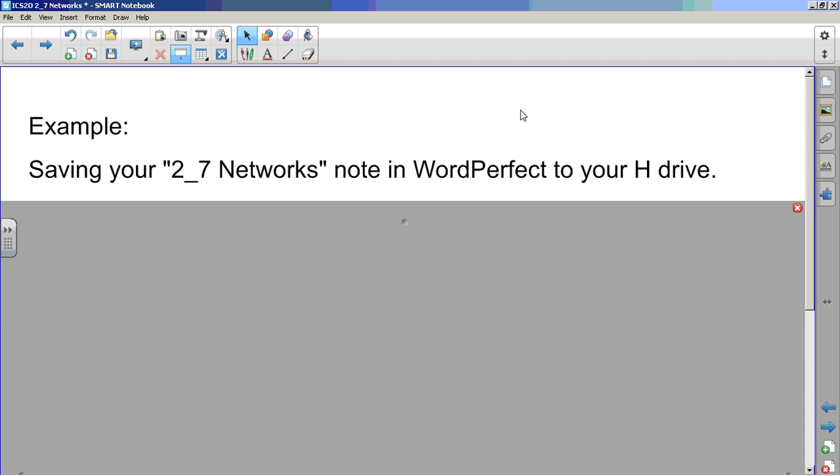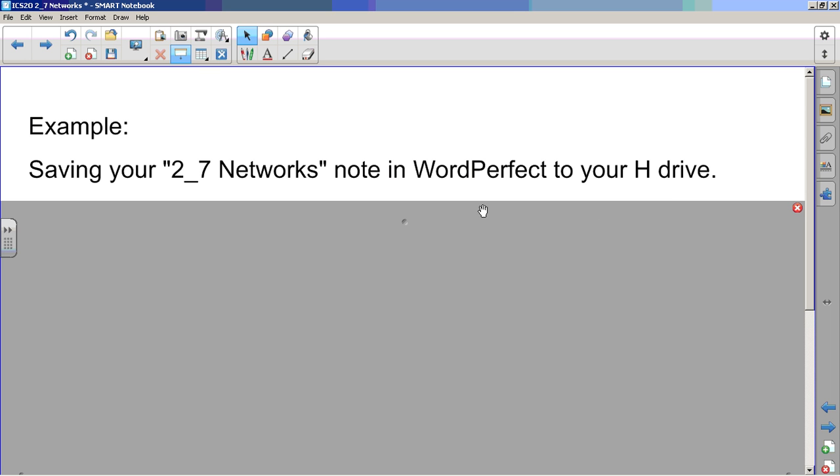So here's an example. When you press save, and I'm pretending you're using WordPerfect, but it doesn't matter. It means the same sort of thing. So you're working away on your computer, and you click save, right? You know that it gets saved somewhere, and it's not on the computer that you can touch right in front of you. This is on your H drive, which is on a server somewhere else in the school.